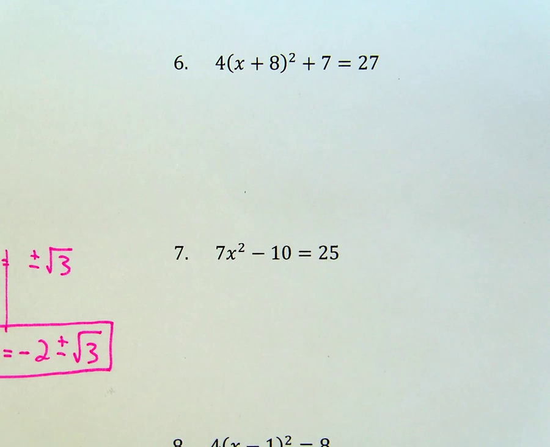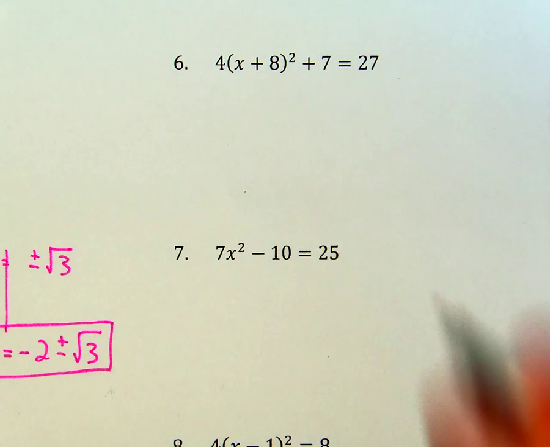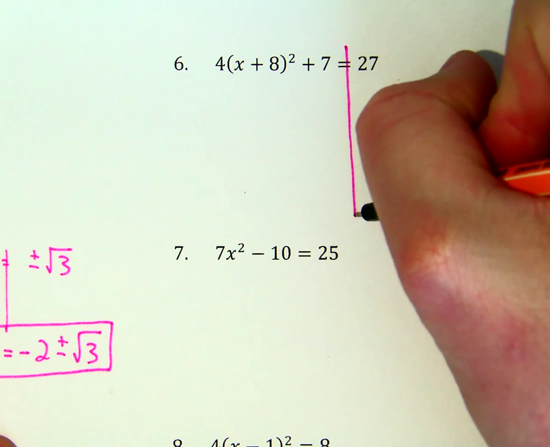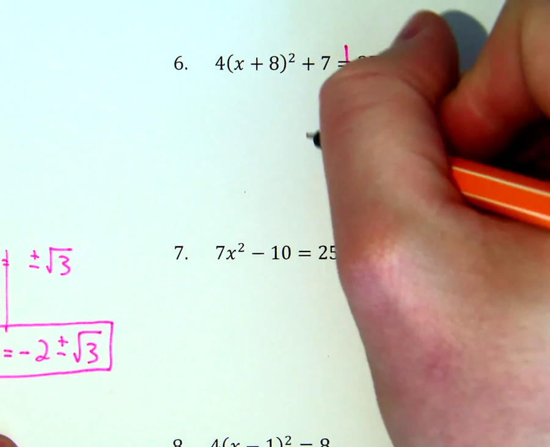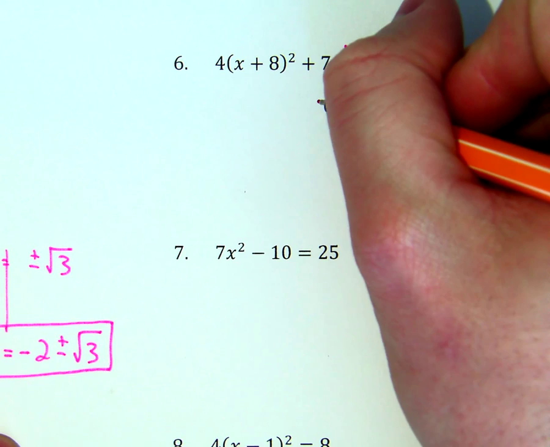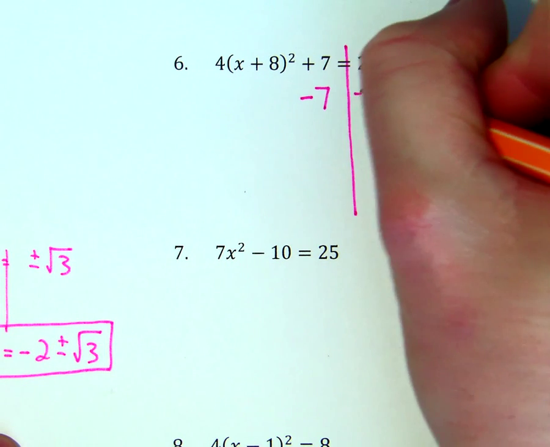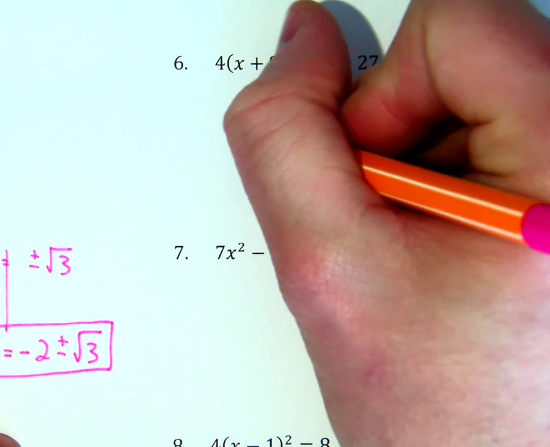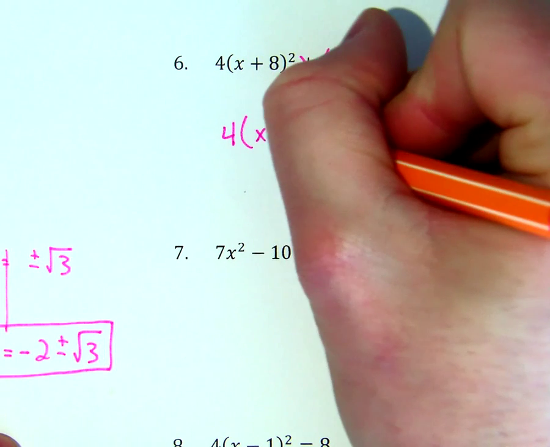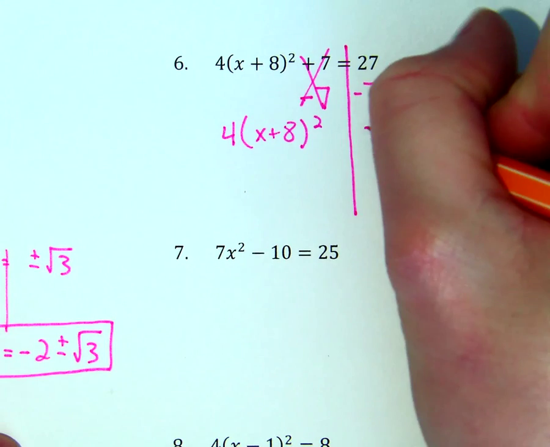This video is numbers 6 through 10 on your homework. Number 6 is the hardest type of problem you'll face with the parenthesis. We're going to look at how things are connected to the parenthesis. We're going to undo a plus 7 with a minus 7 and see that 4 times (x plus 8) squared is equal to 20.